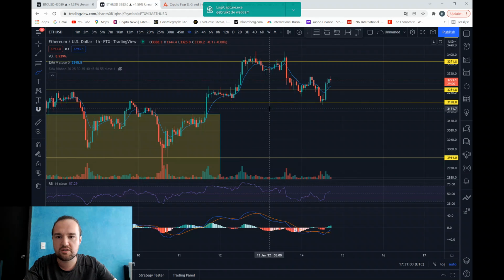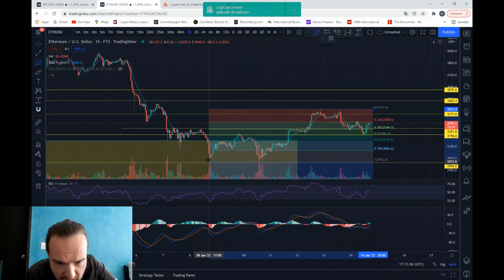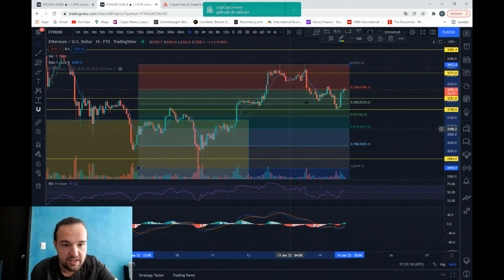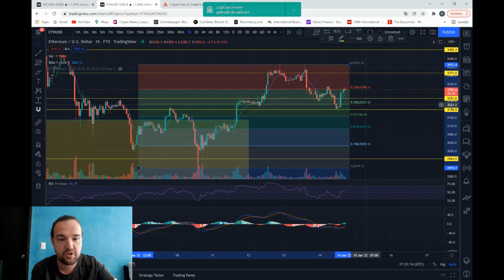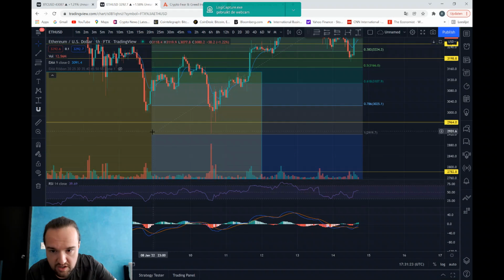If we are also using the FIB tool here, then we're seeing kind of the same story. Let me see if I can draw this correctly. I think it's here. Then you see that we're now kind of fighting with this 23.6, and we also had already multiple touch points here on the 38.2. Let me see if I've done this correctly. Yeah, this is correct. Okay.